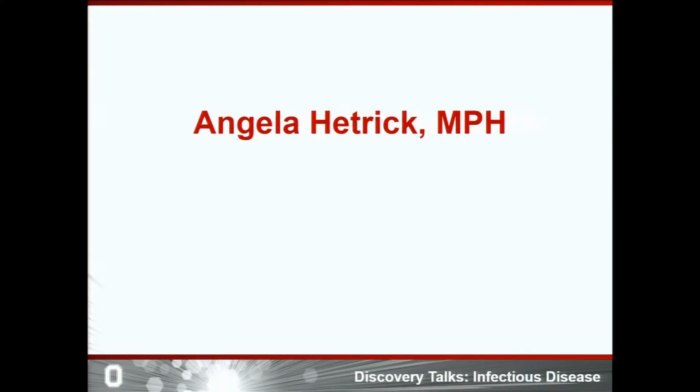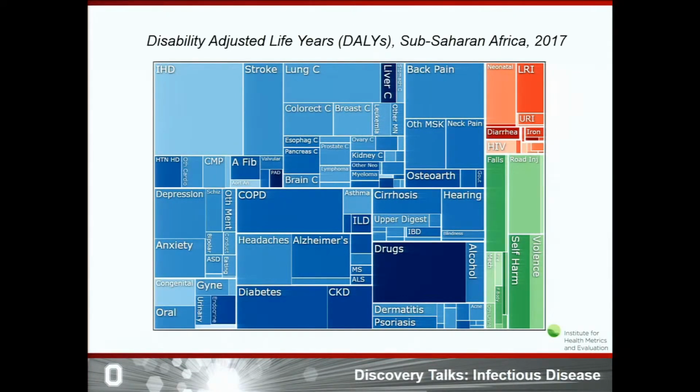So the title of my presentation is Malaria, Shaken Not Stirred. The University of Washington has developed a unique data visualization tool that shows the disability-adjusted life years within the United States. The blue areas represent non-communicable diseases, such as stroke or COPD and drugs. And the drugs indicate the opiate epidemic, and it's darker because it's been increasing over the years.